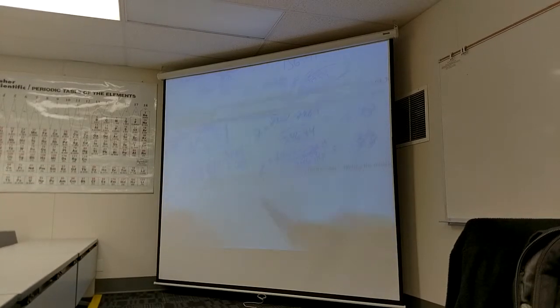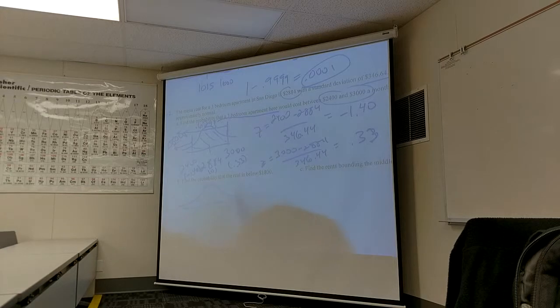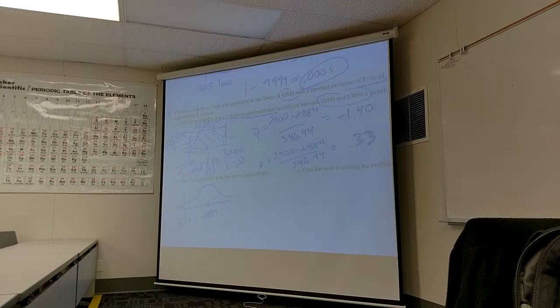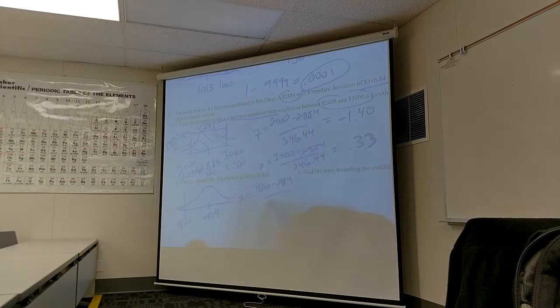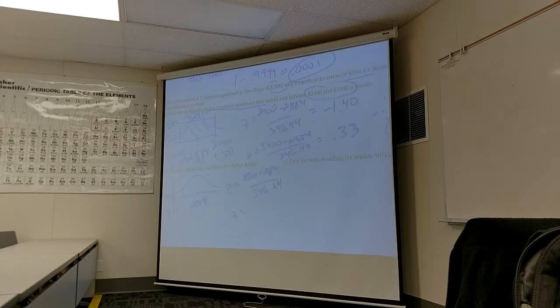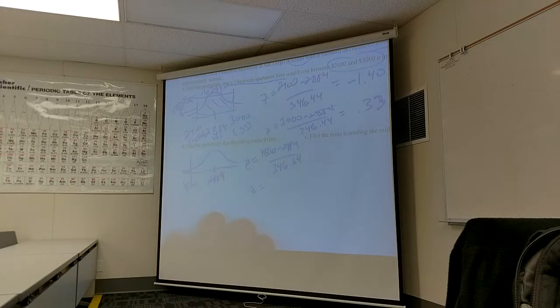All right. Find the rents below 1,800. Where is it? 2,884. There's 1,800. That would be great, but you might be living in a sketchy part of town for that. So make that into a z-score. The standard deviation is 346.64. What do you guys get for that z-score? Negative 3.1. Negative 3.10?